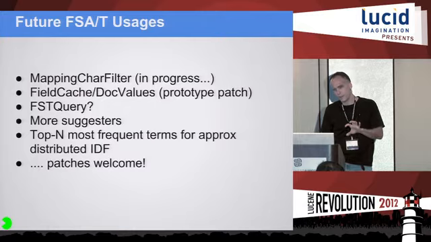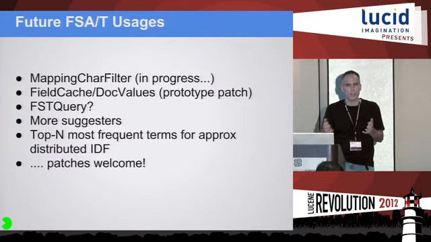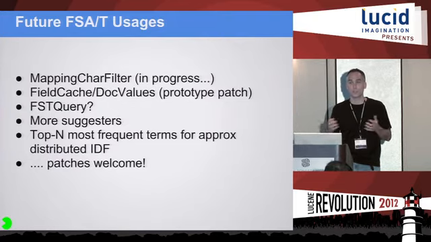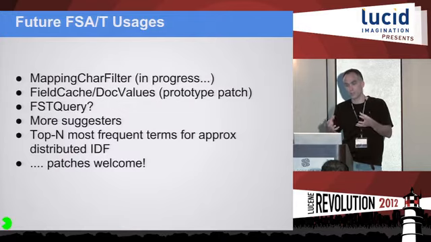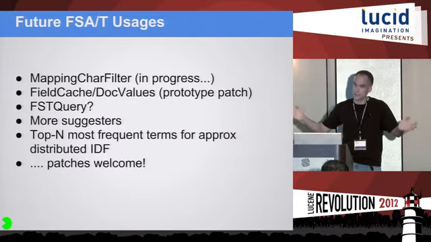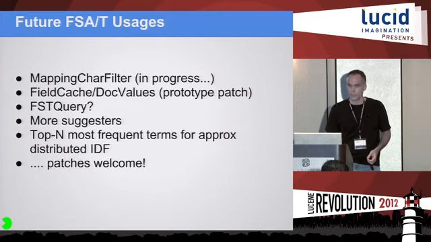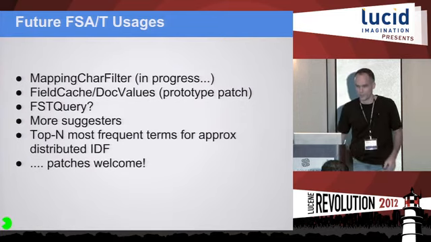And then a final example we thought of here is distributed IDF, which is very important in a sharded environment. You need each shard to share its index statistics with one another so that the distributed scoring is correct or close to correct. And FST would be a great data structure to take the top N most frequent terms, pack it into a byte array, and send that byte array across to all the shards. And of course, patches are always welcome.